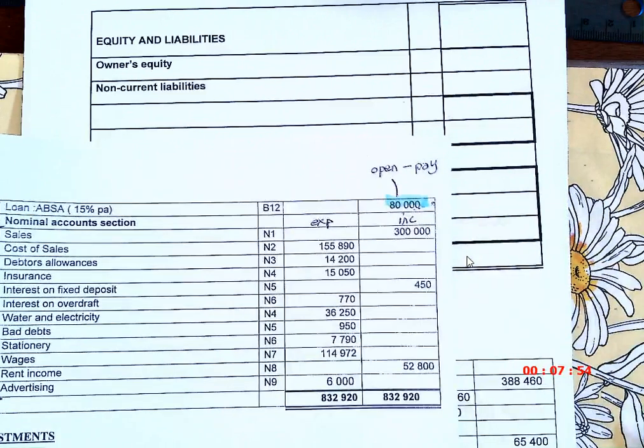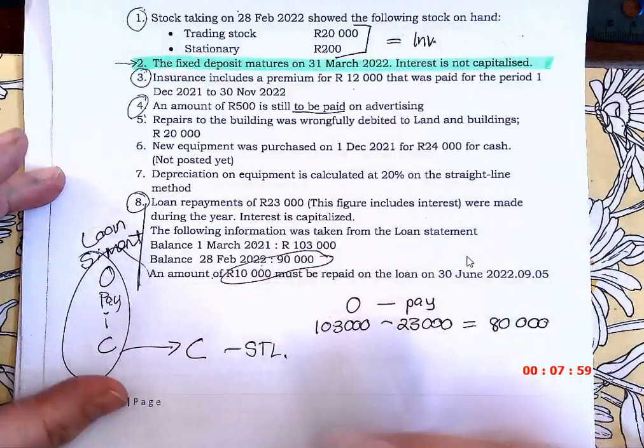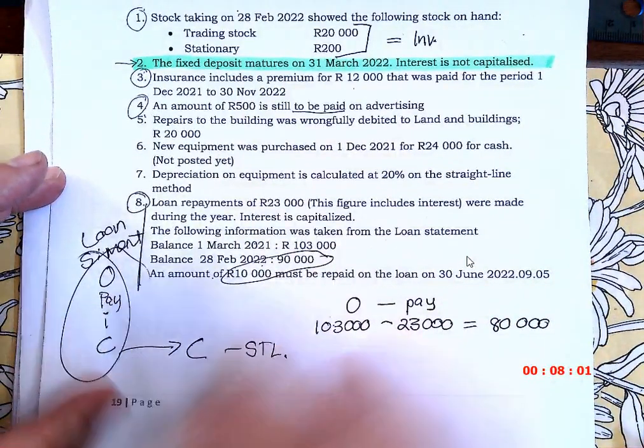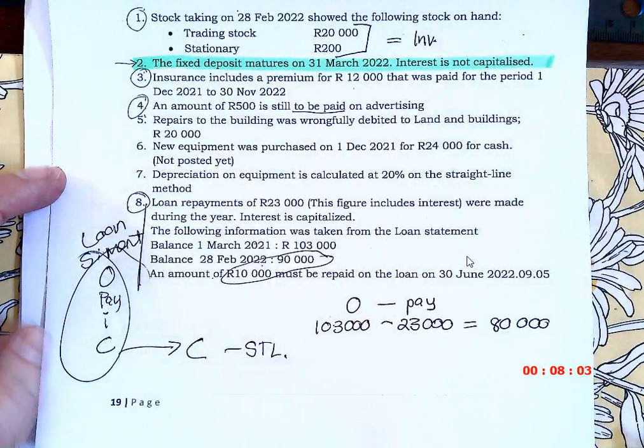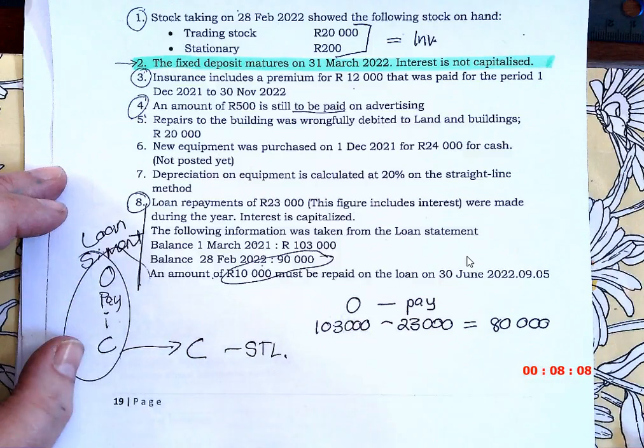What would happen if they give you info where they say that 80,000, and then they also tell you interest is so much?